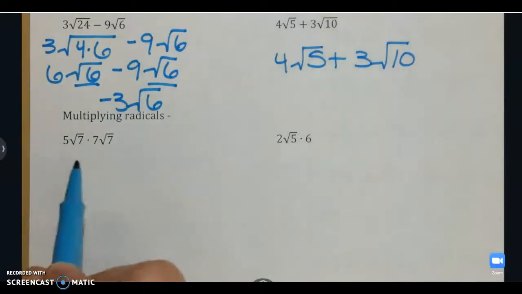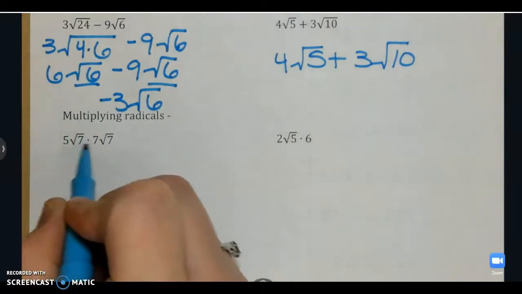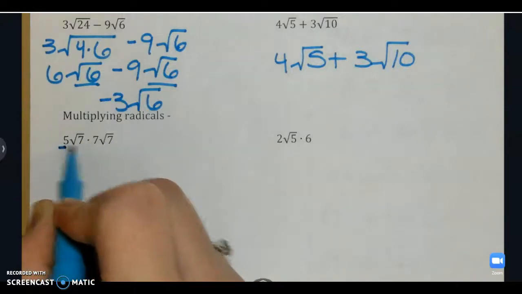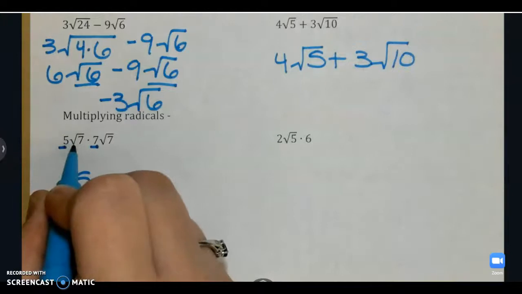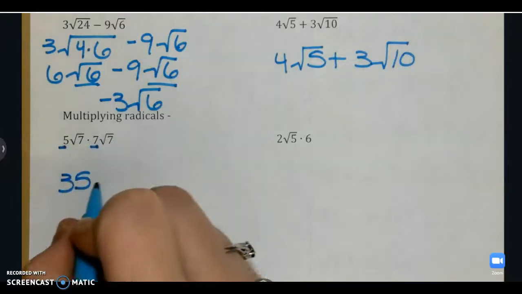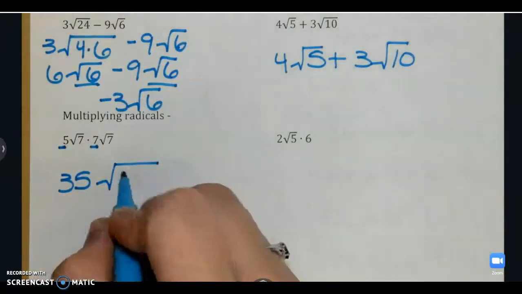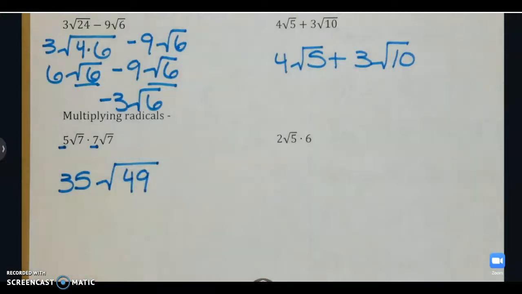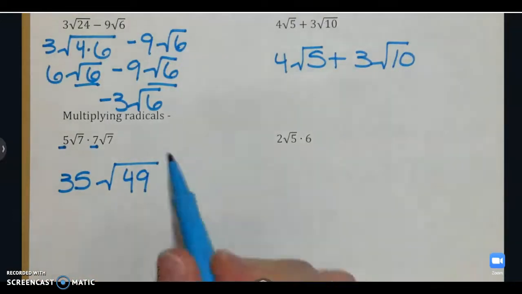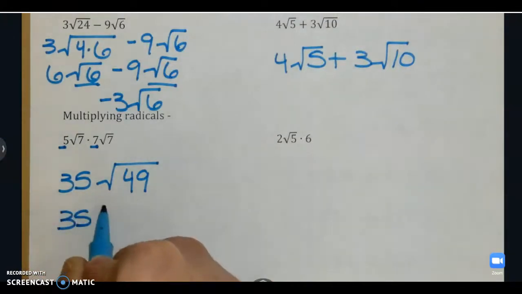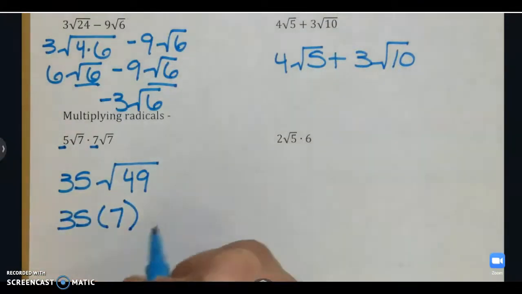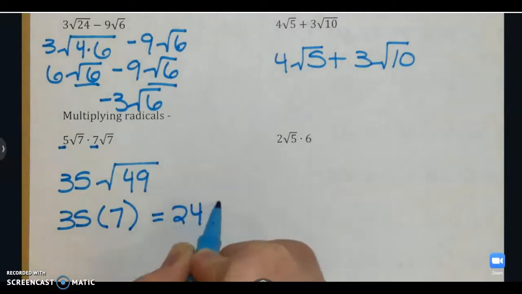So let's look at this first example. 5 square root of 7 times 7 square root of 7. Multiply your coefficients. 5 times 7 is 35. And then you're going to multiply what's inside your radicals together. So 7 times 7 is 49. And then again, we simplify if possible. What is the square root of 49? Well, that's 7. So that's going to be 35 times 7, which is 245.